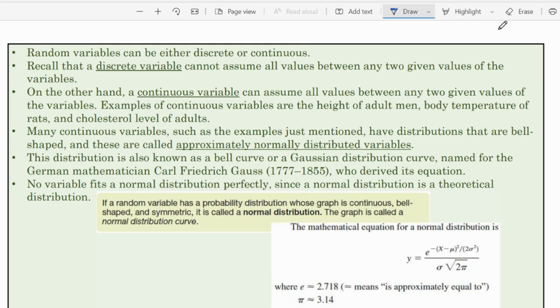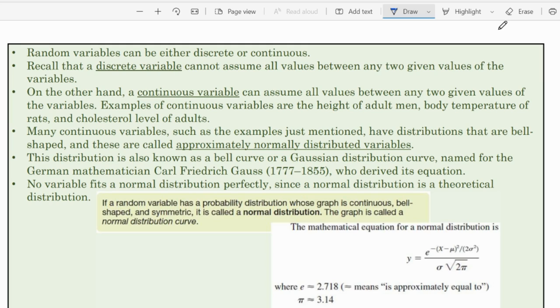Examples of continuous variables are the height of adult men, body temperature of rats, and cholesterol level of adults. Versus discrete variables, those would be like the number of cups of coffee you order at the diner or the number of minutes you run on the treadmill. Those are values that can't have any decimals.